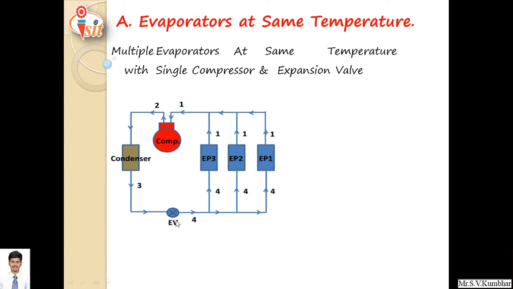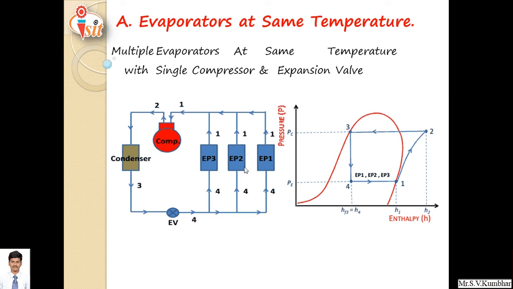Now if you observe carefully, only one expansion valve is used. Here there are three evaporators, but the temperature will remain the same. That's why only one expansion valve is used. After this, it is converted to low pressure, low temperature liquid refrigerant. And when it passes through separate evaporators, evaporator 1, 2 and 3, the temperature remains the same in all the evaporators, and this is the p-h diagram for the given case.